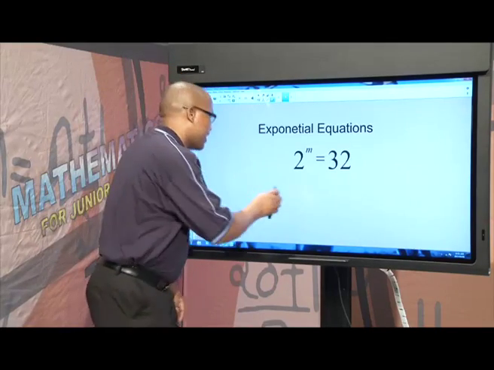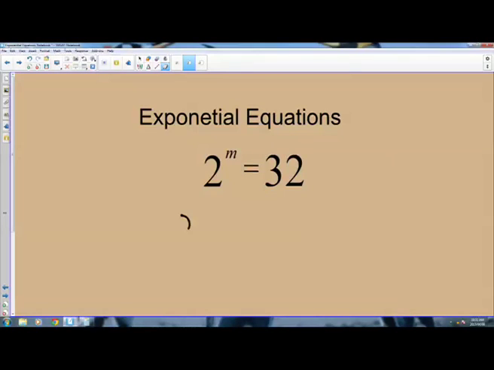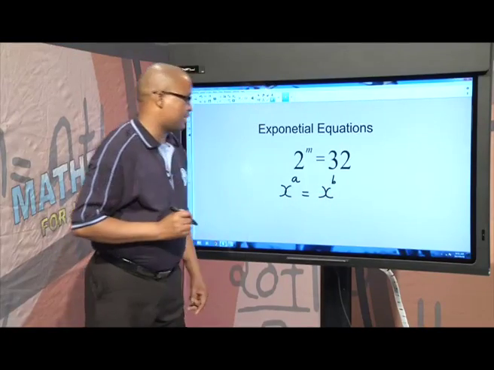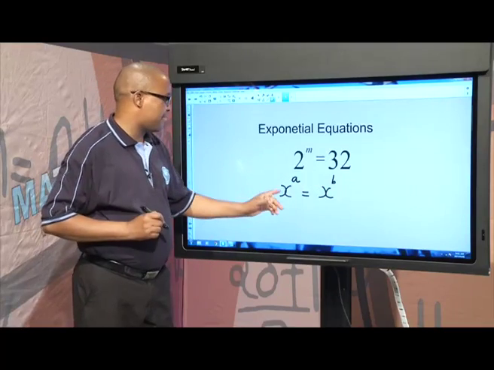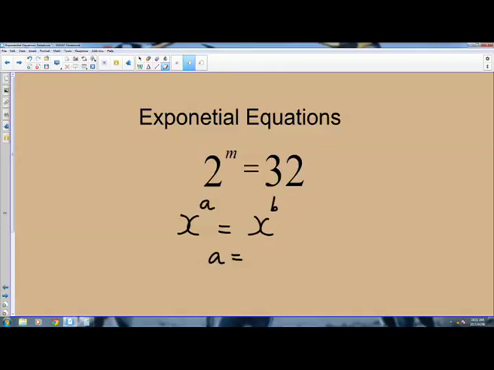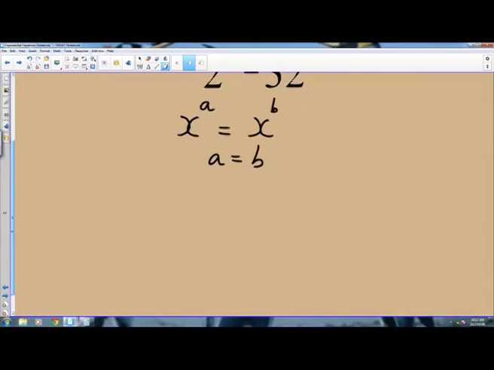For instance, if you have x to the power a equals x to the power b, the base on the left-hand side is x, and on the right-hand side the base is also x. So if x equals x, then a will be equal to b. This is the idea behind solving exponential equations. But then let us go into the task.